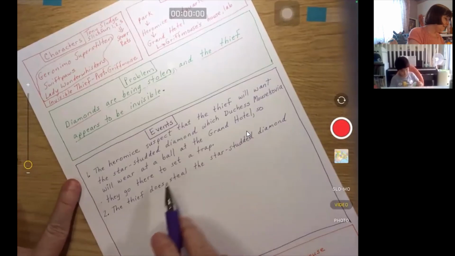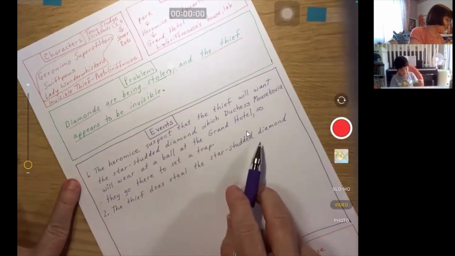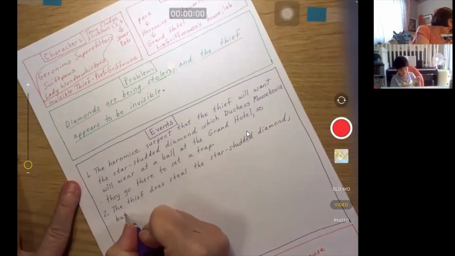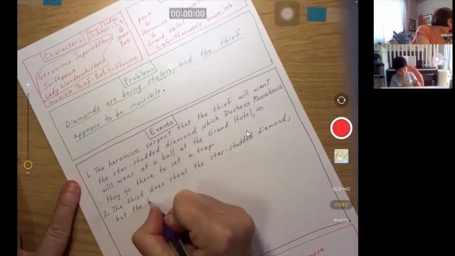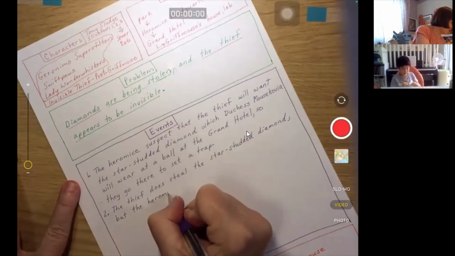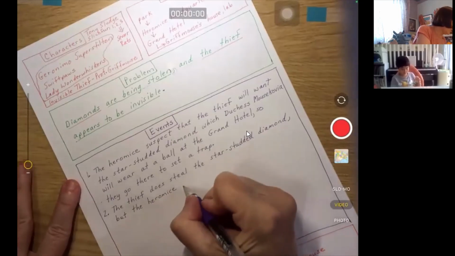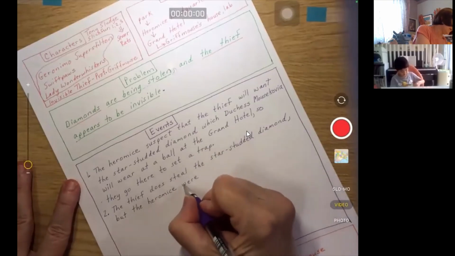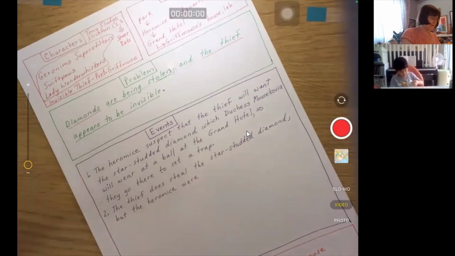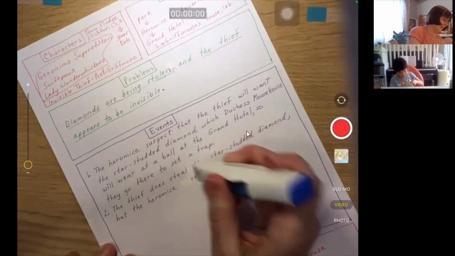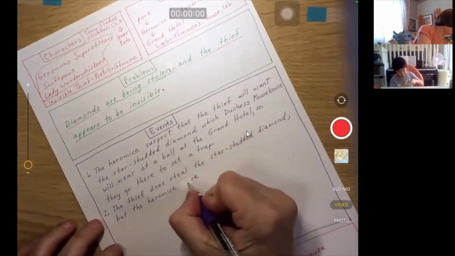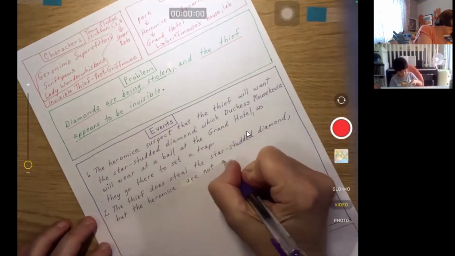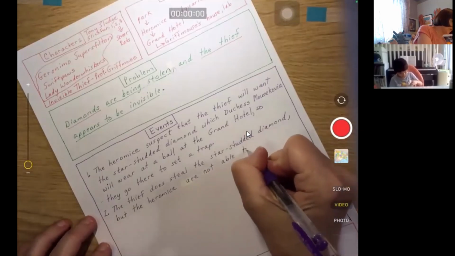So he did steal the star-studded diamond, but did the Heromice catch him? No. No, the Heromice were not able. I think I'm going to stick with my present tense, which is are. The Heromice are not able to catch him.